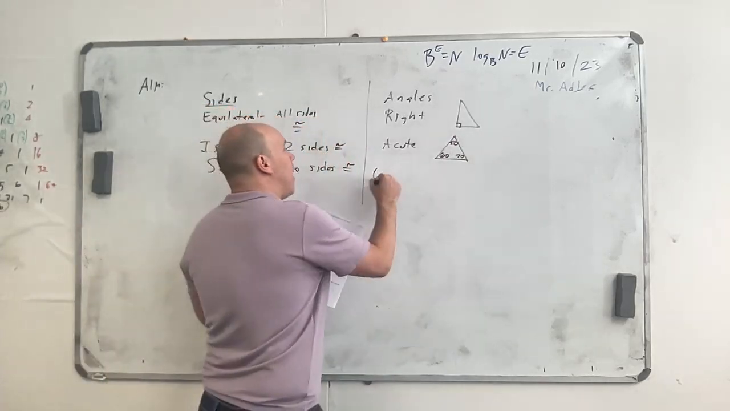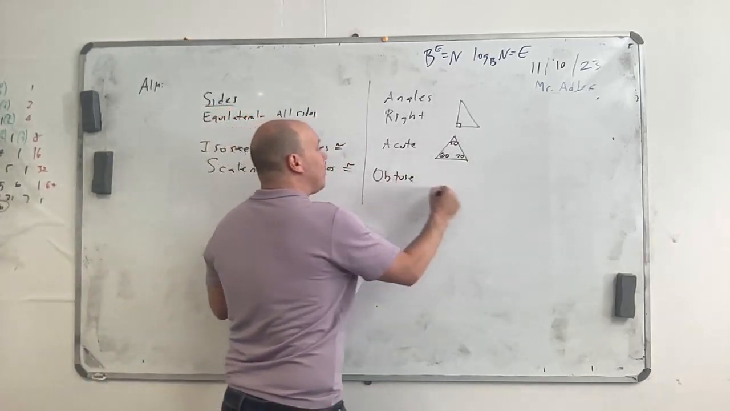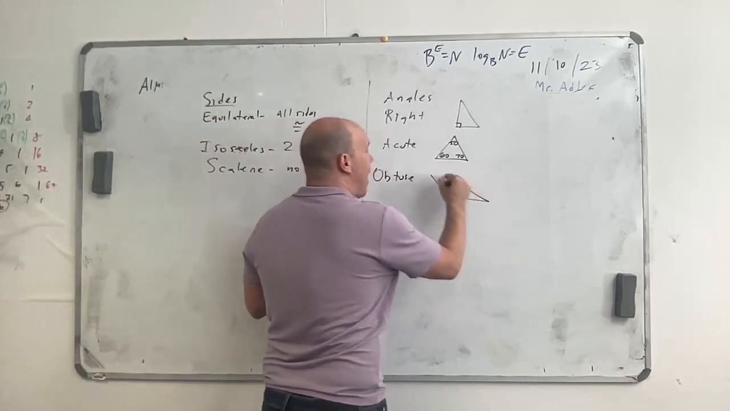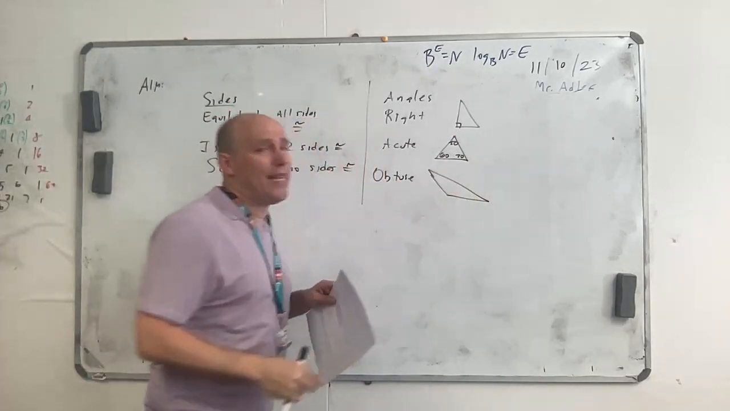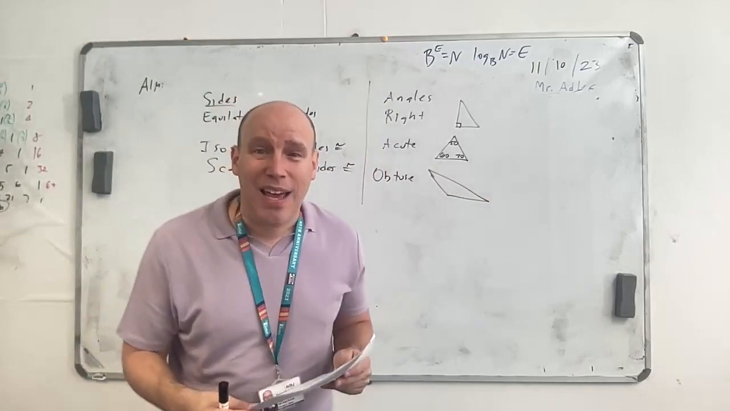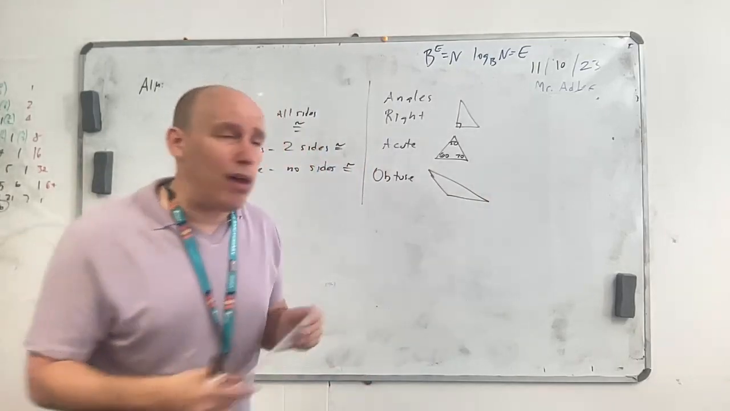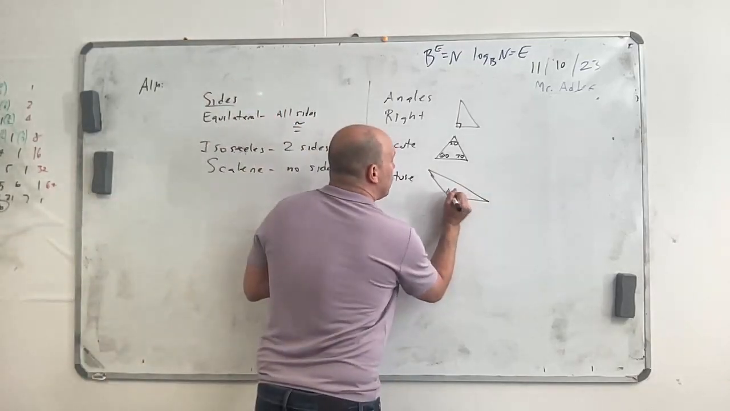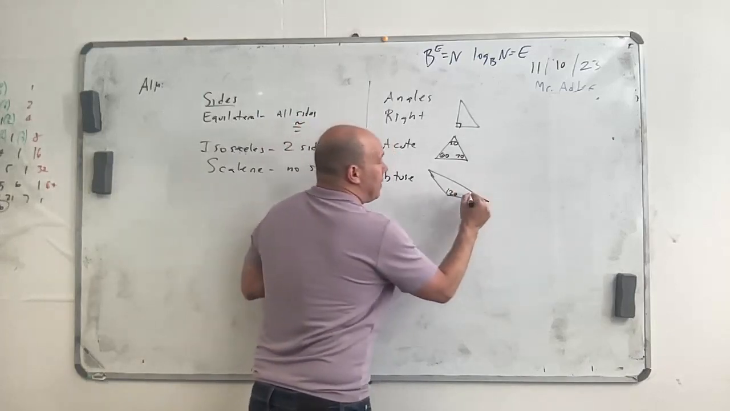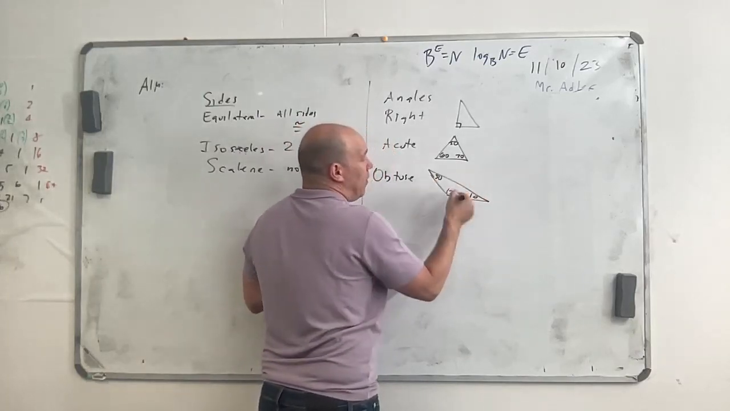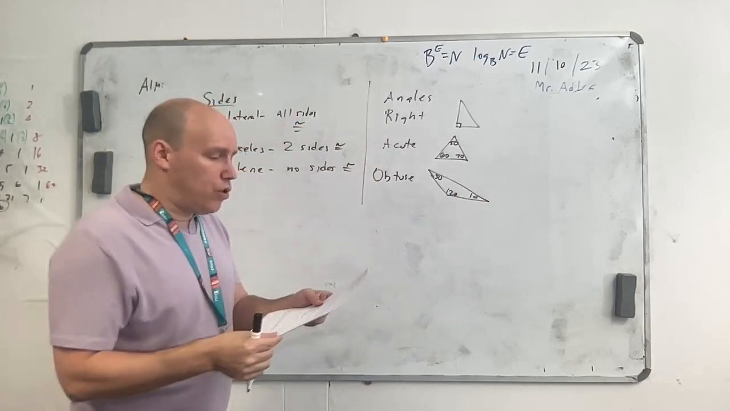The next one is obtuse, and that's a triangle with one obtuse angle. Obviously, because the sum of the angles of a triangle equals 180, we can't have more than one obtuse angle. So, for example, if this is 120, maybe this is 10, but that means this is 50. Good.